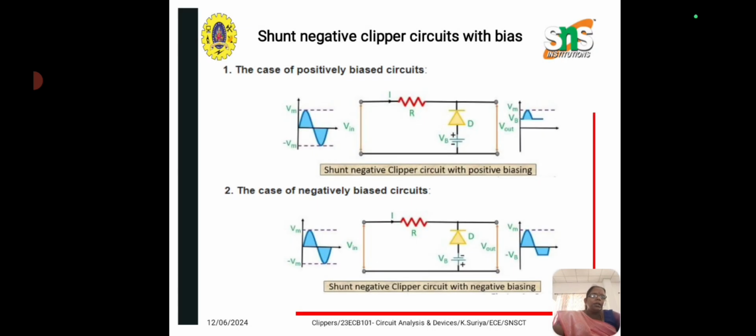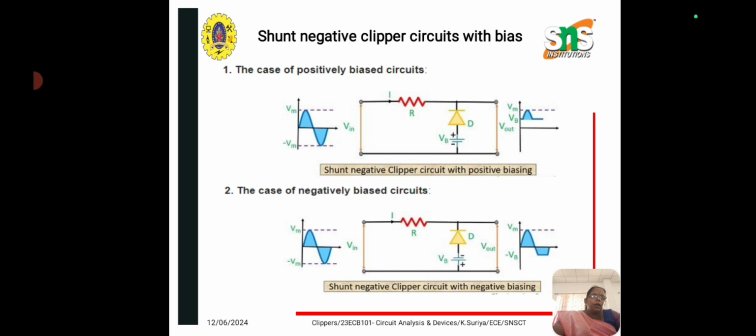Next one is similarly the shunt negative clipper, with positive and negative bias. With positive bias, during the positive half the diode will get reverse biased by the supply, but the battery potential will make the diode forward biased. So till the battery potential is greater than the supply voltage, the diode conducts due to forward bias. But once the supply voltage exceeds the battery potential, the diode stops conducting.